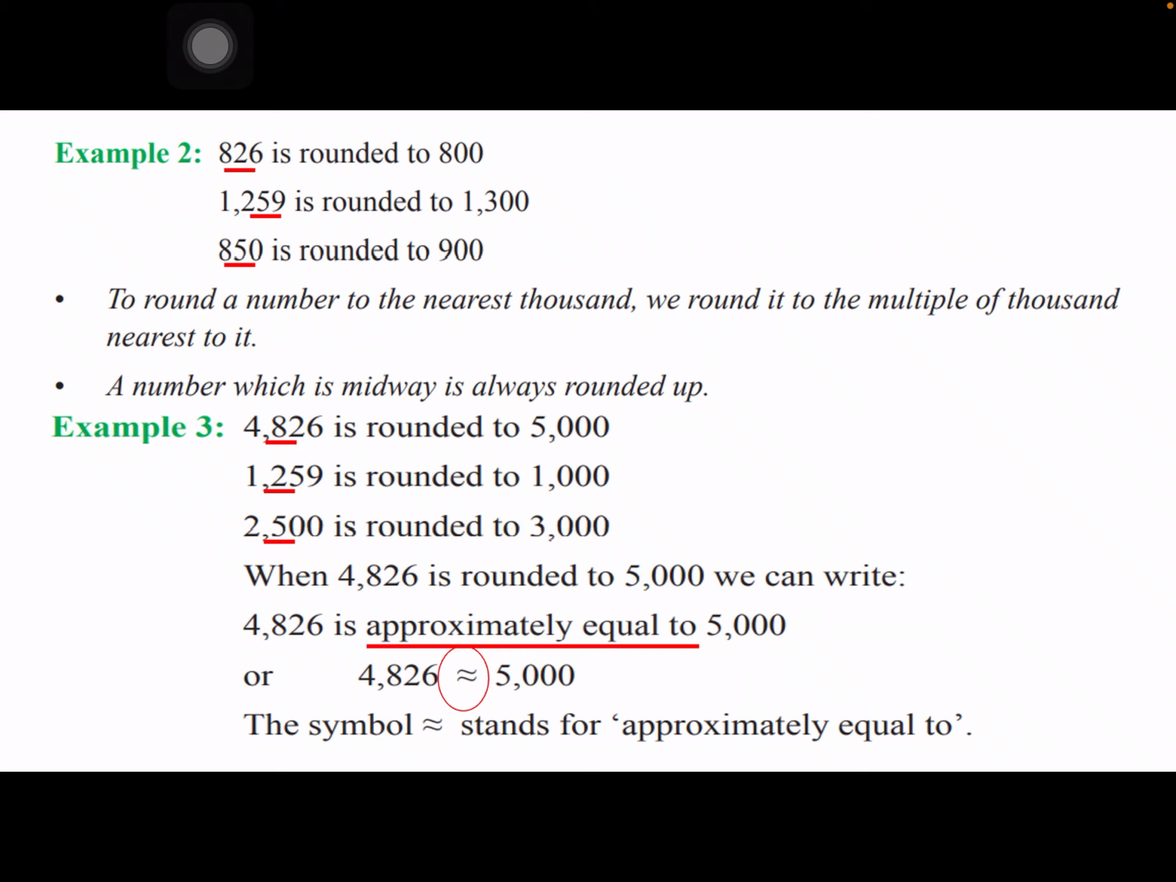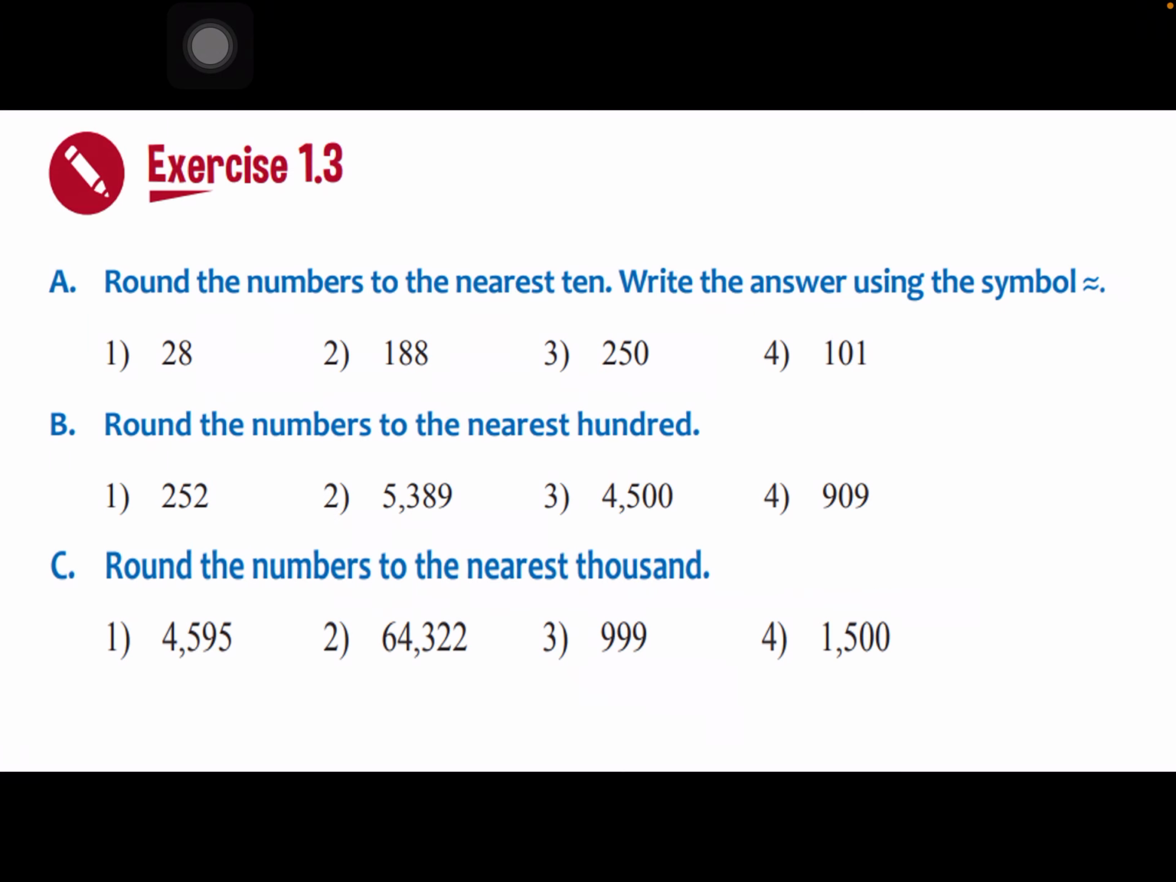Okay, let's move to your exercise, students. For your next exercise is this. Only A, B, C. Okay? Exercise 1.3. Letter A. Round the numbers to the nearest 10. Then write the answer using the symbol approximately equal to.